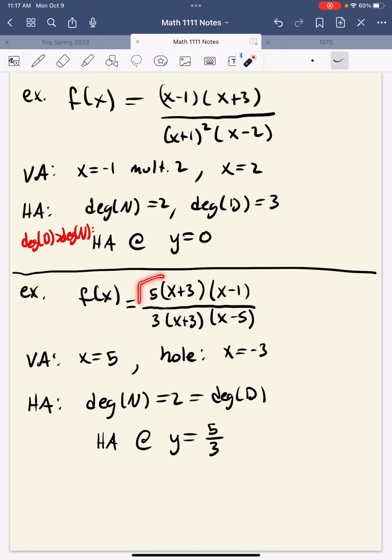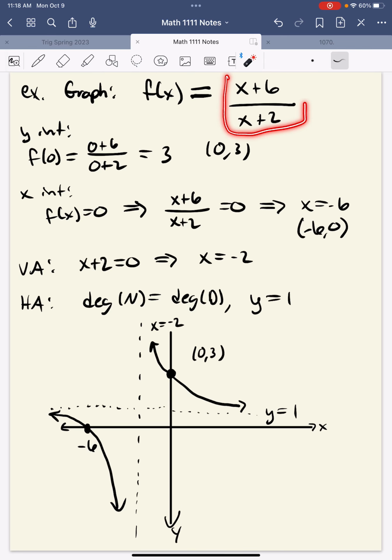On this example, we have a hole in the graph at -3 because x plus 3 is a shared factor in the numerator and denominator. That creates a hole in the graph. The only VA on this one is at x equals 5, and that comes from x minus 5 as a factor. And on the HA, the degrees of the numerator and denominator are both 2, so the rule is that the HA exists at the ratio of the leading coefficients. The leading coefficient of the numerator is 5, the leading coefficient of the denominator is 3. So the HA is at y equals 5/3.